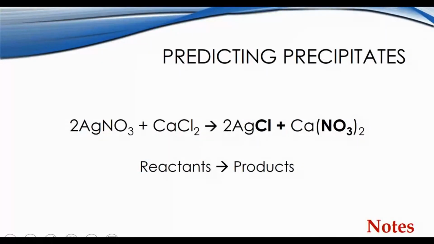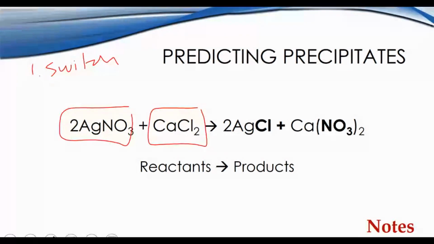So let's do that and look at this example. So this is a double replacement reaction because we start with a compound plus another compound. Now, remember the rule. First, we make the switch. So I don't have to do that because that has already been done here on screen. But if I didn't give you the product side, you would be able to write it, correct?